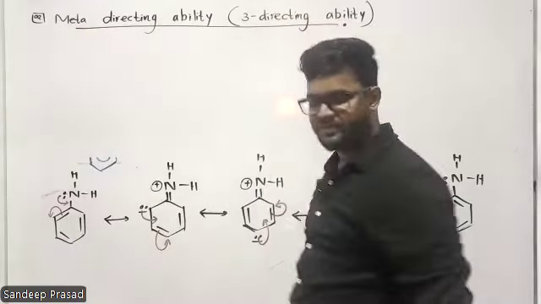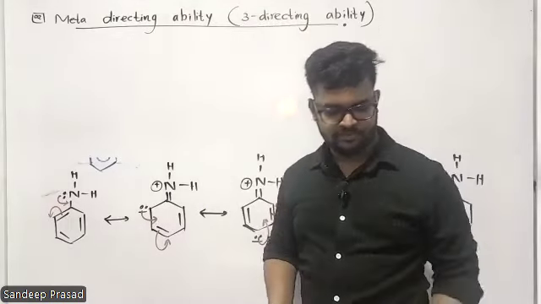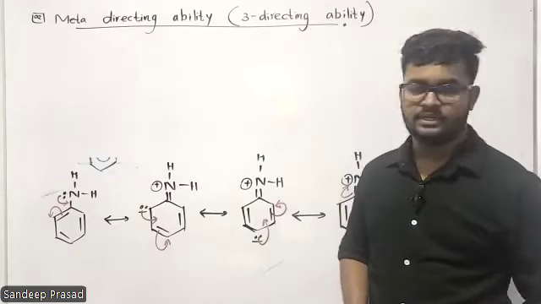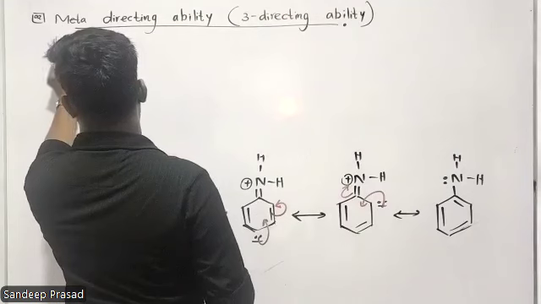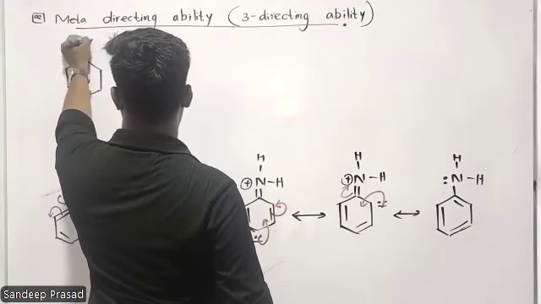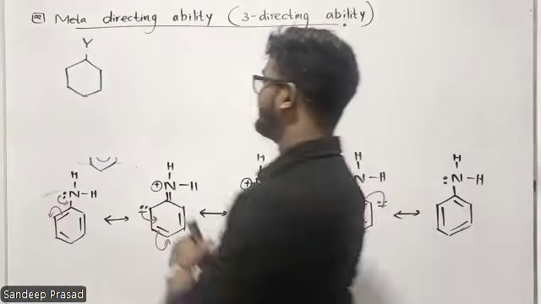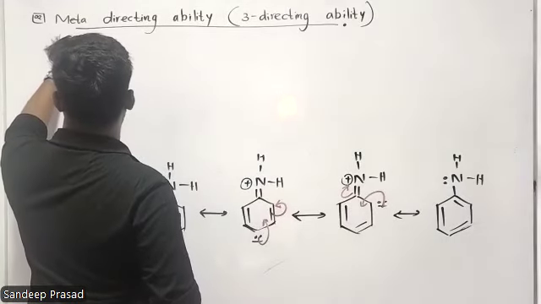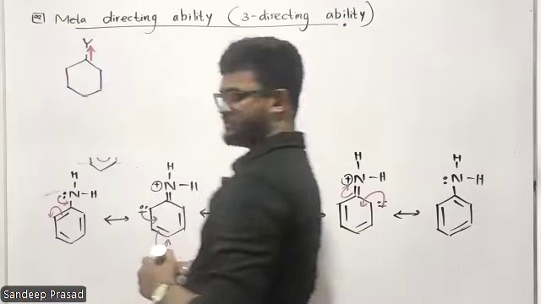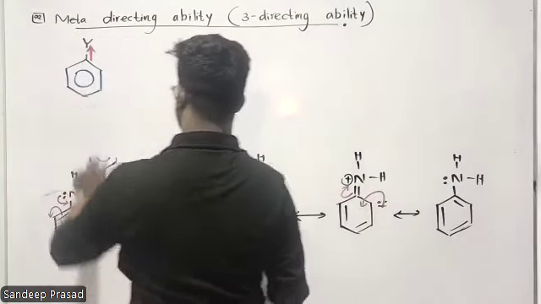Ortho para directing groups are electron repulsive groups. They are giving electrons to the benzene ring. Then tell me, what will happen in the case of meta-directing groups? Meta-directing groups are taking electrons away from the benzene, right? If capital Y is a meta-directing group, I can say that it's taking electrons from the benzene, right? One is giving, the other one is taking electrons.